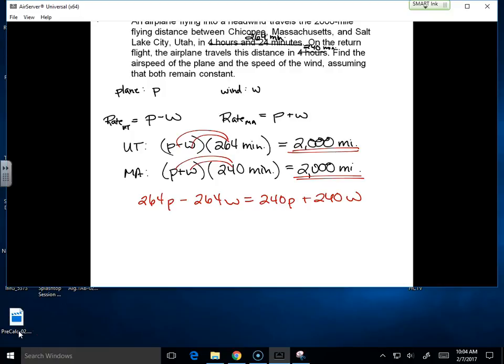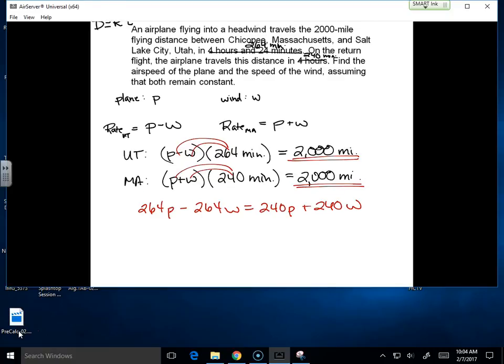Wait, now what do we do? Let's get stuff to the same sides. Separate. We could isolate a variable? We could subtract 240 from 264, I suppose. And that would be 24p. If we move that guy over, we can move the other guy over, and we would get 504.